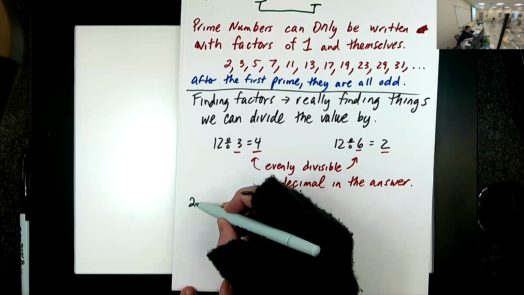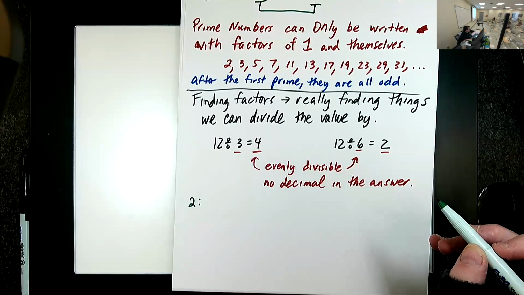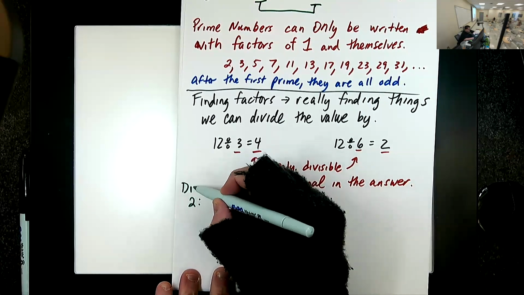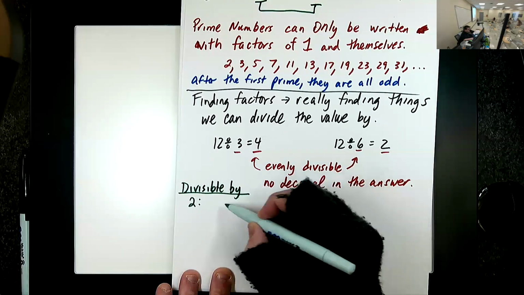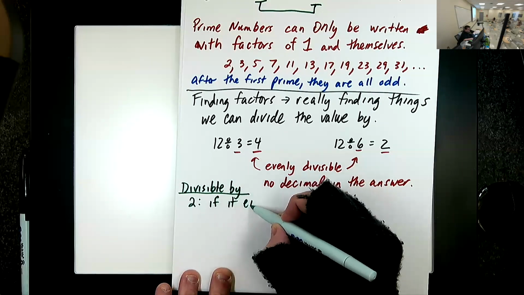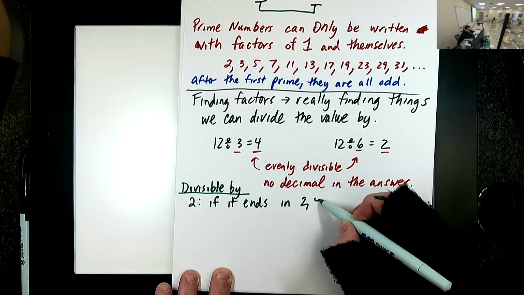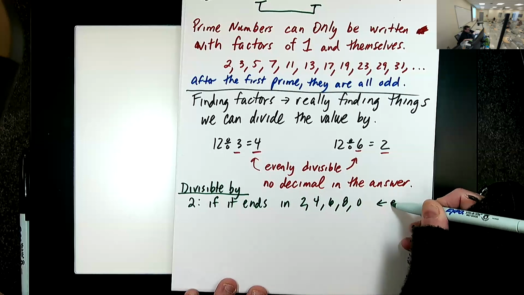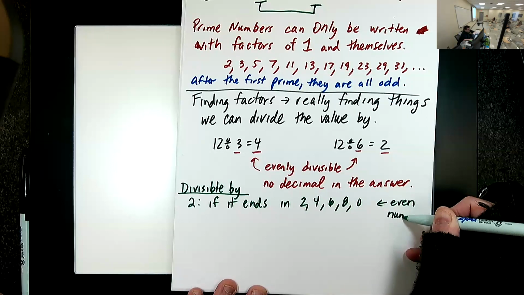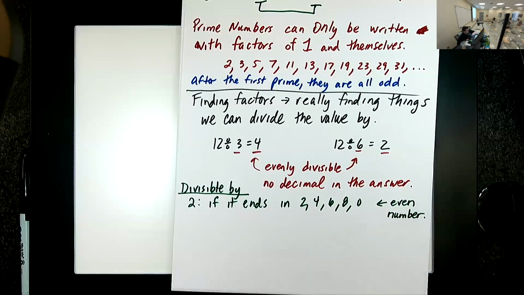We'll start with 2. You can tell if a number is divisible by 2 if it ends in 2, 4, 6, 8, or 0. This means it's an even number. I said odd earlier. I didn't really say what odd numbers were. Odd numbers aren't even numbers. We'll hit odd later on in probability more.